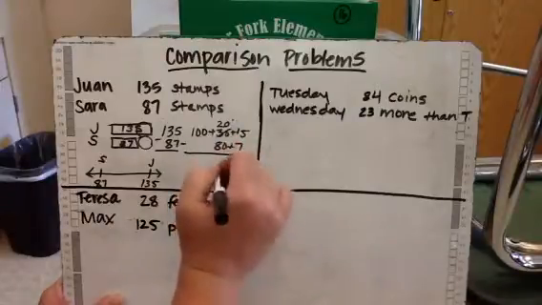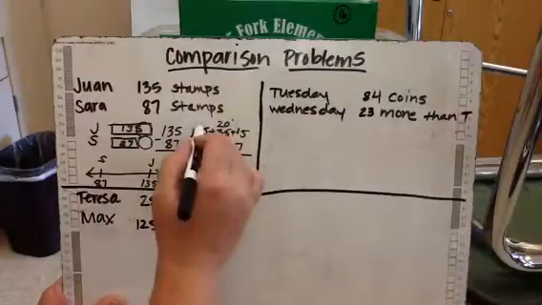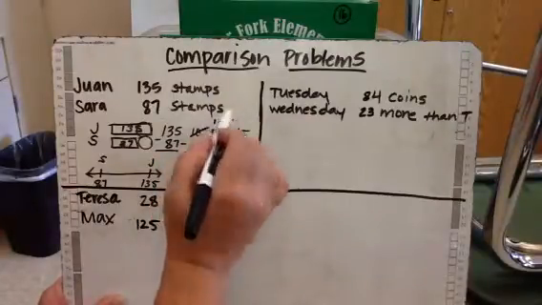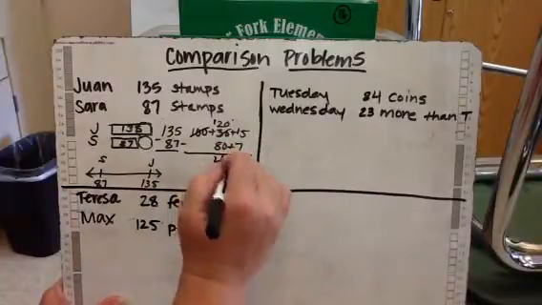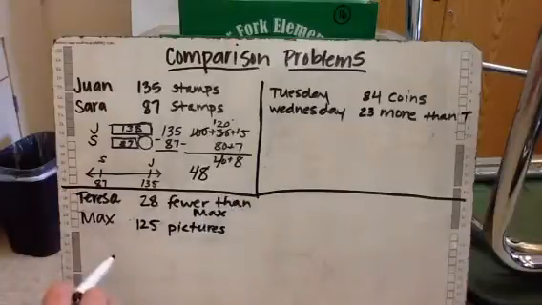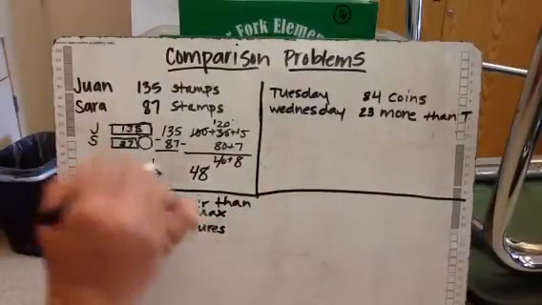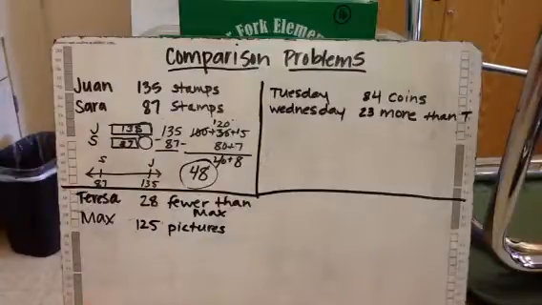Now let me subtract my tens. 20 minus 80 I cannot do, I need more tens, and I get them from the hundreds place. So I'm going to put that 100 I'm ungrouping right there. 120 minus 80 is 40. So 48 is my answer. That means Juan has 48 more stamps. Sarah has 48 fewer stamps.